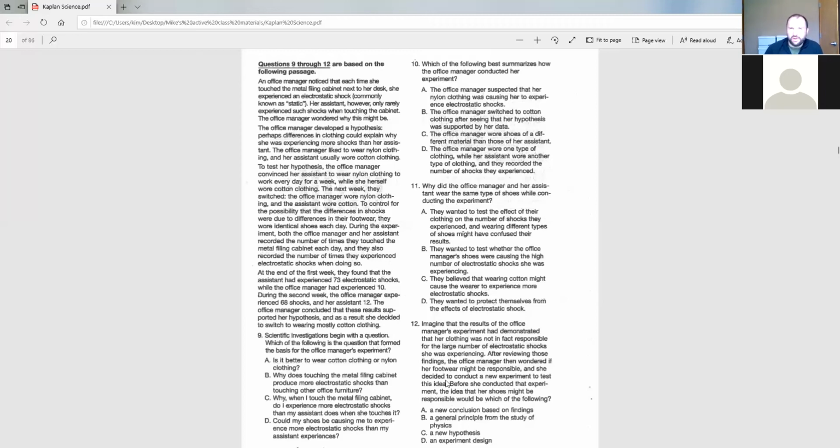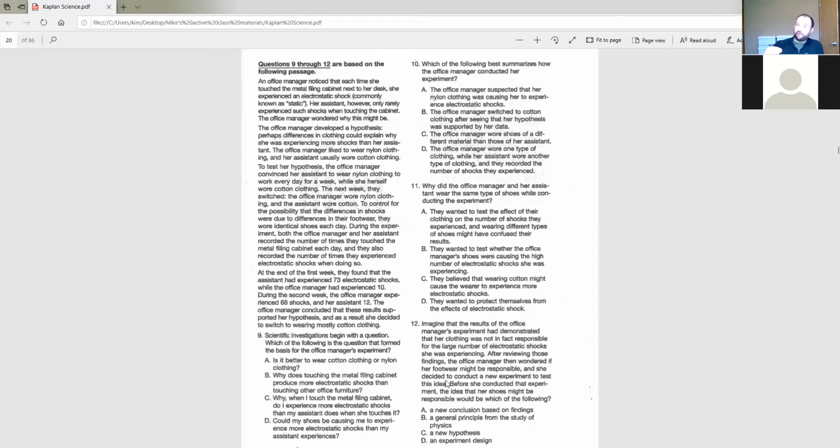Okay, and again, we're looking to see which one of the following best summarizes how the office manager conducted her experiment. So in other words, how was the experiment set up? Okay. So, for example, B, the office manager switched to cotton clothing after seeing that her hypothesis was supported. That came at the very end, right? That is the conclusion, or even after the conclusion.